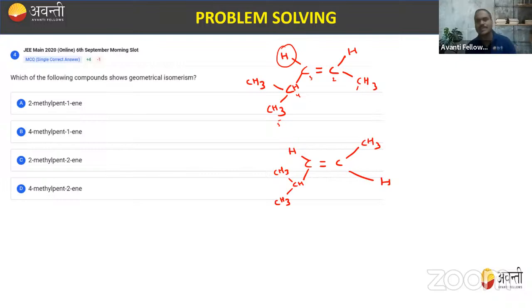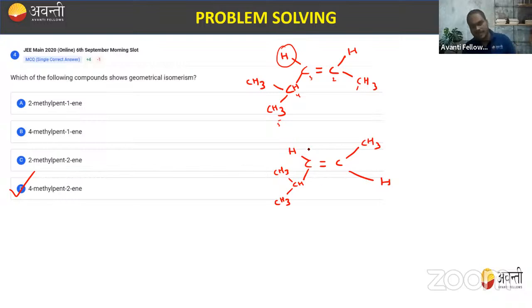In this question, they're only asking which will show geometrical isomerism. So this is fine, 4-methyl pent 2-ene will show geometrical isomerism. This is not the problem. But I'm asking, out of these two, which one is the cis and which one is the trans? Because you know all these things, कि कौन cis है कौन trans है.